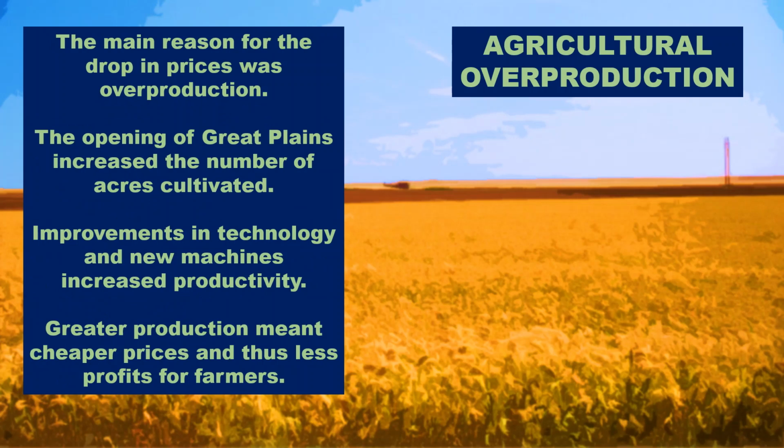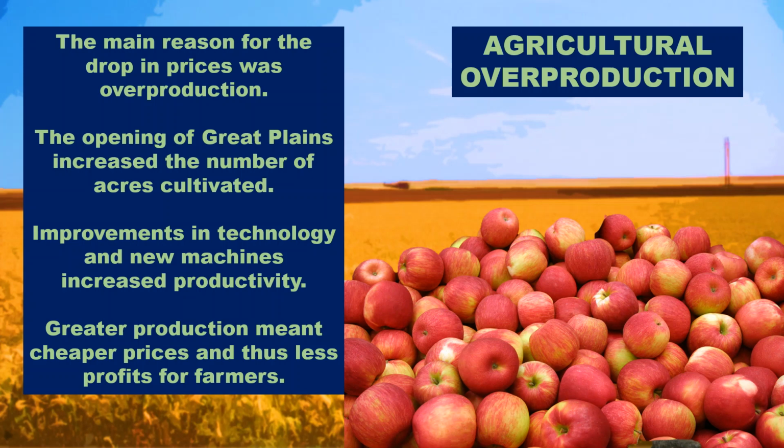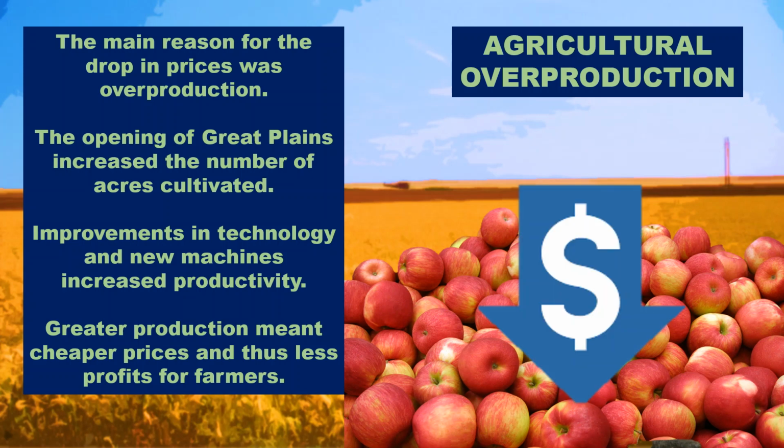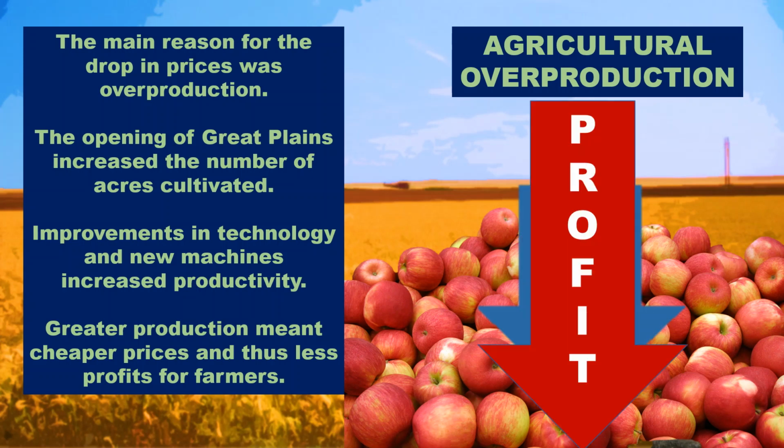Agricultural overproduction. The main reason for the drop in prices was overproduction. The opening of the Great Plains increased the number of acres cultivated, while improvements in technology and new machines also increased agricultural productivity. Greater production meant cheaper prices, and cheaper prices meant less profits for farmers.